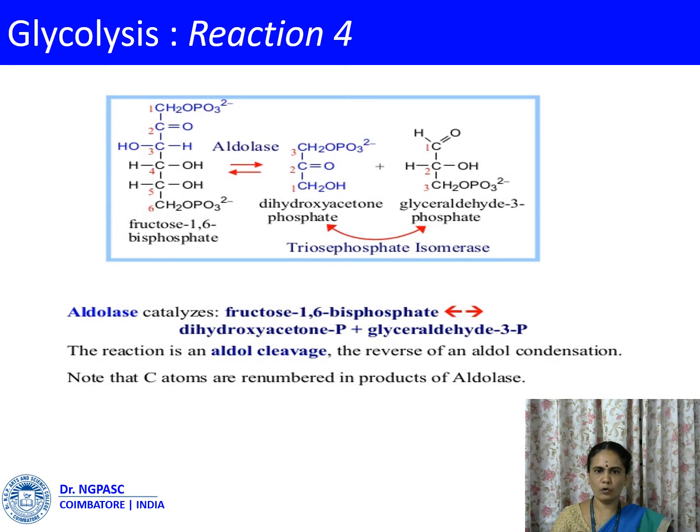In reaction 4 of the glycolysis cycle, the 6-carbon sugar fructose 1,6-bisphosphate is cleaved into two 3-carbon sugars, dihydroxyacetone phosphate and glyceraldehyde 3-phosphate. Again, in this step, dihydroxyacetone phosphate is converted to glyceraldehyde 3-phosphate by the enzyme triose phosphate isomerase. The aldolase enzyme catalyzes this conversion of fructose 1,6-bisphosphate to dihydroxyacetone phosphate and glyceraldehyde 3-phosphate.